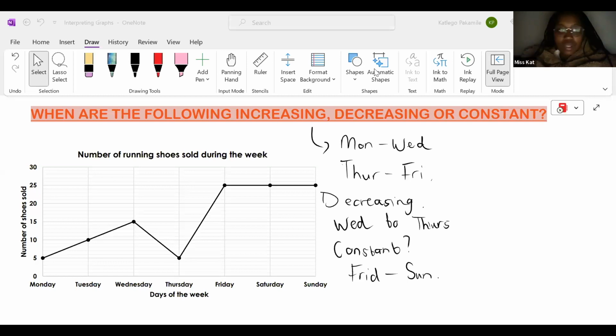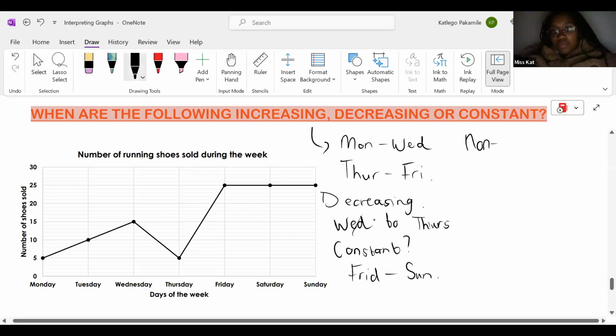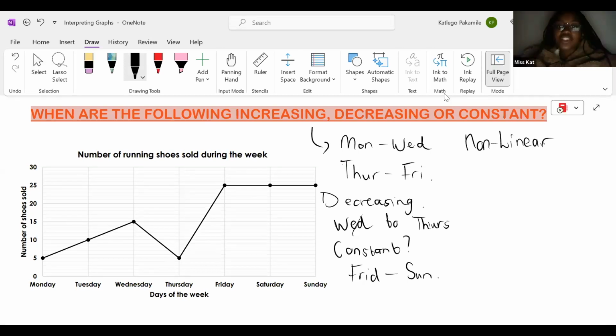Is this a linear graph? One says no. Let's hear what everyone else has to say. Is this a linear graph? No. Okay, tell me why. Tell me why you guys are saying this is not a linear graph. Give me one reason why this is not linear. Let's see. It is changing direction.